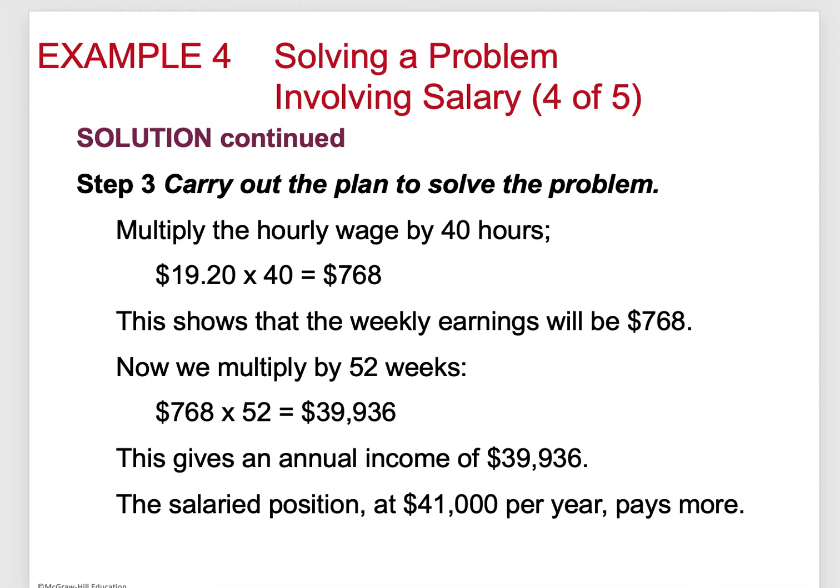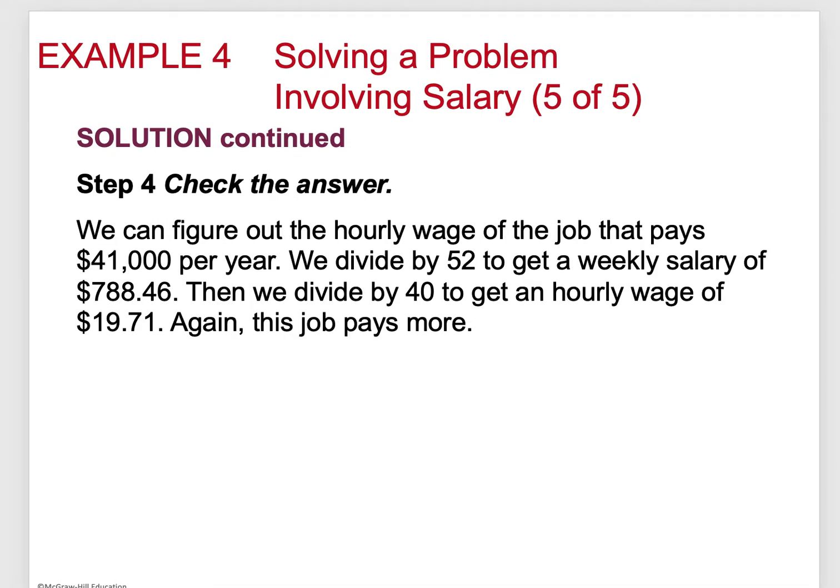To find the annual salary, I take that money and multiply it by 52, which gives me $39,936. So my annual income is going to be less than the $41,000. So I would want to take the salary position because that would put me in a better personal situation.